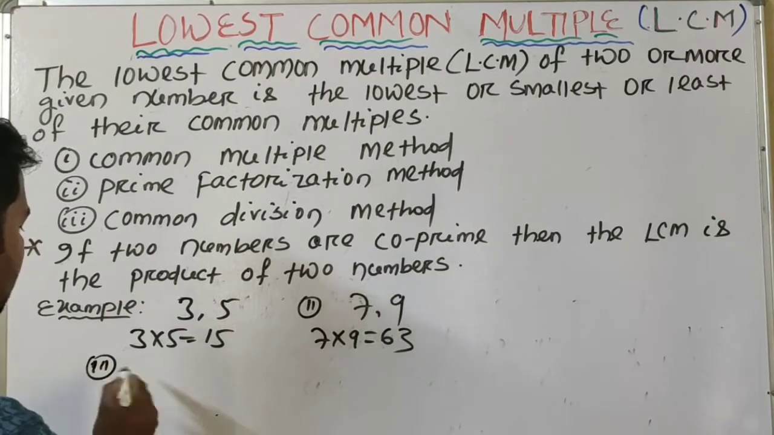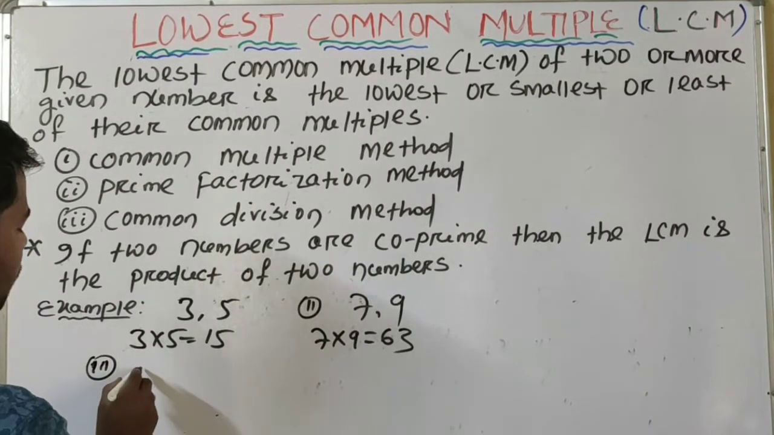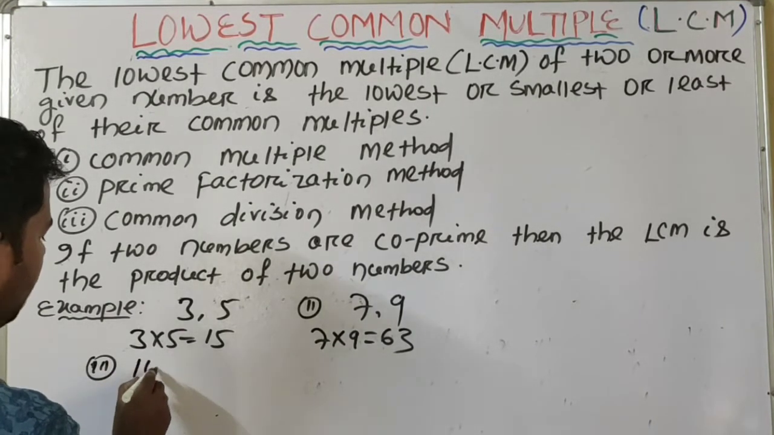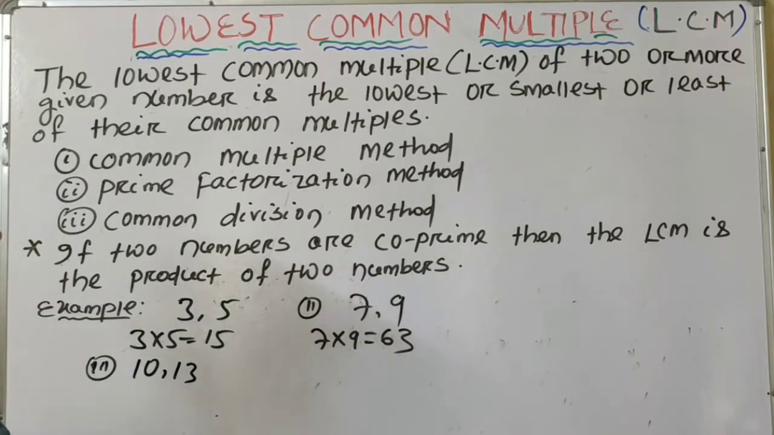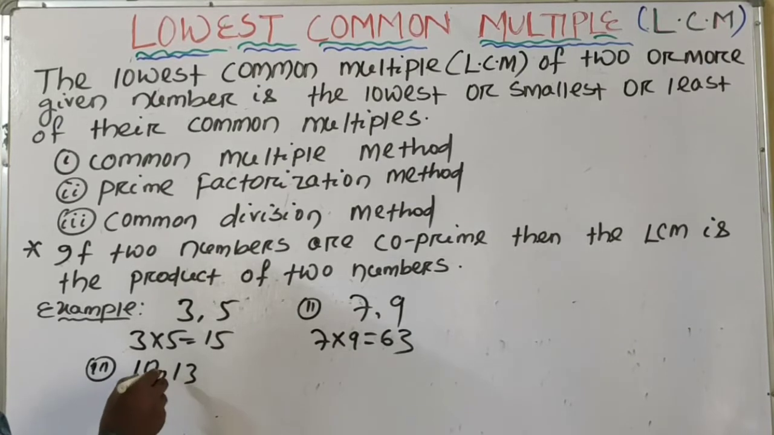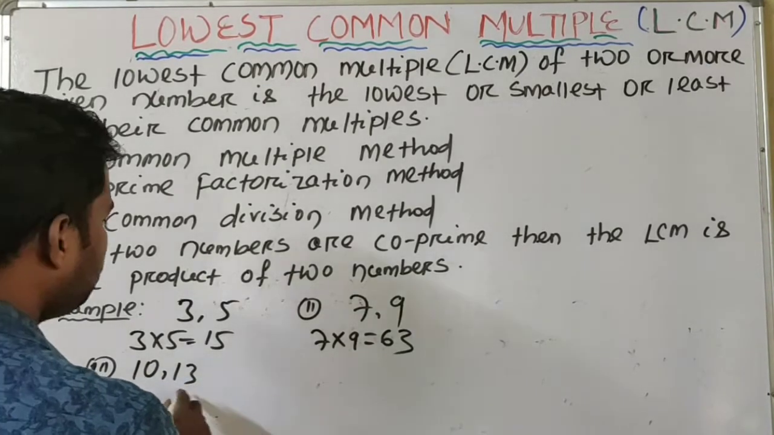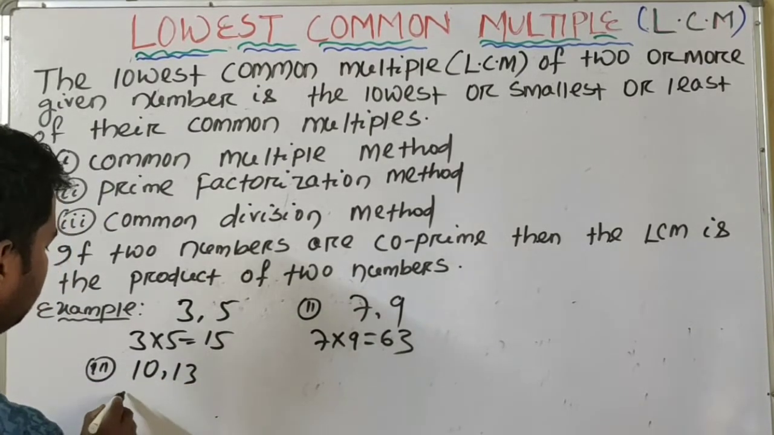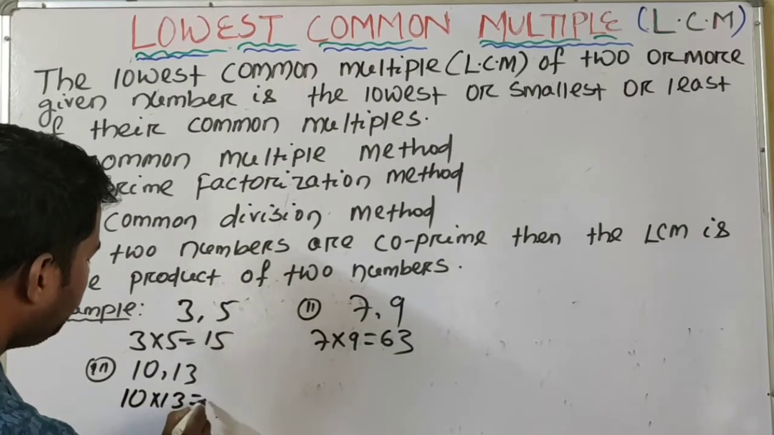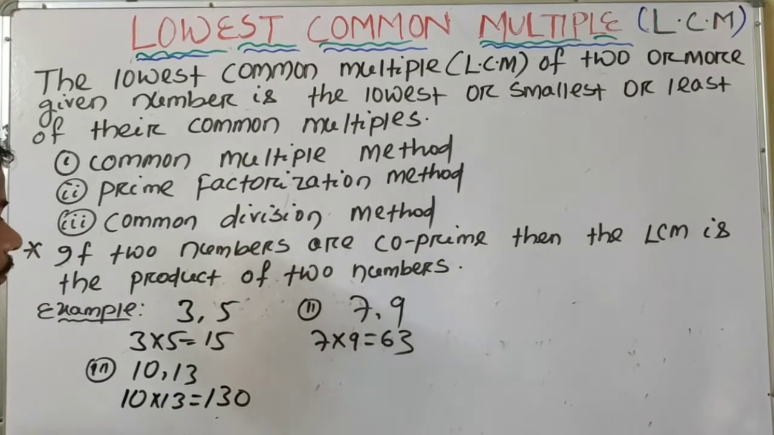Then we will take another example. Suppose 10 and 13. What will be the LCM of 10, 13? Only one is the common factor, so these are co-prime numbers. So we can multiply them, and the LCM will be 130.